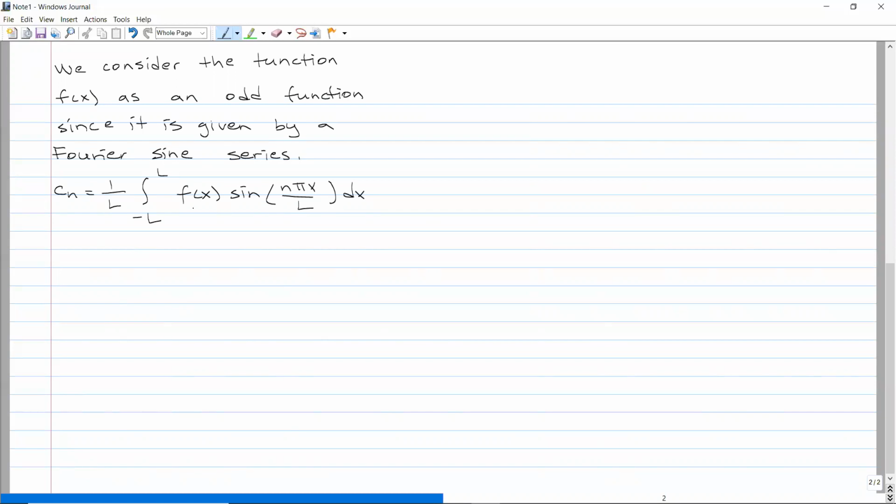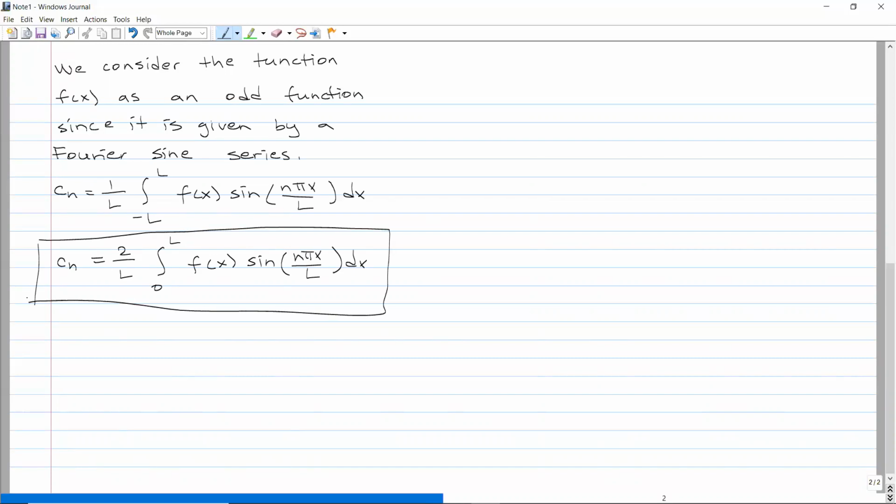So f is an odd function, sine is an odd function. So when we multiply them, we get an even function. So for the even function, the integral from minus L to L is twice the integral from 0 to L. So this is the integral we are going to use for the constants c_n. Okay, let's look at an example.